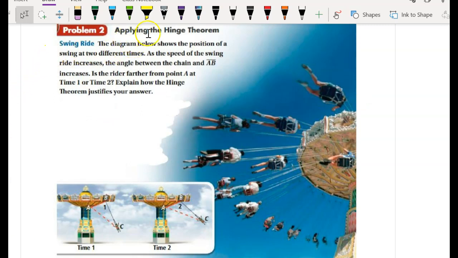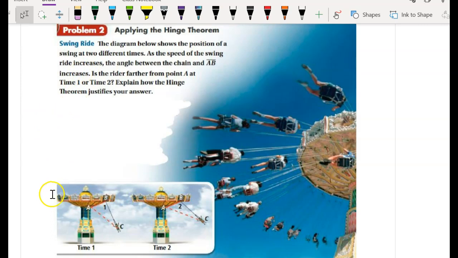Okay, so now we're going to apply the hinge theorem. The swing ride. The diagram below shows the position of the swing at two different times. As the speed of the swing ride increases, the angle between the chain and segment AB increases. Is the rider farther from point A at time 1 or at time 2? And explain how the hinge theorem justifies your answer.